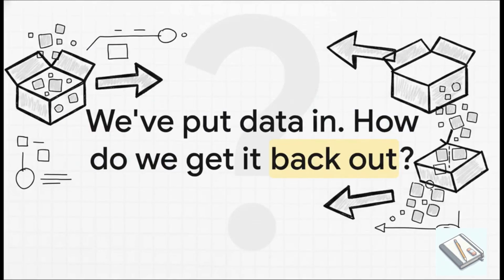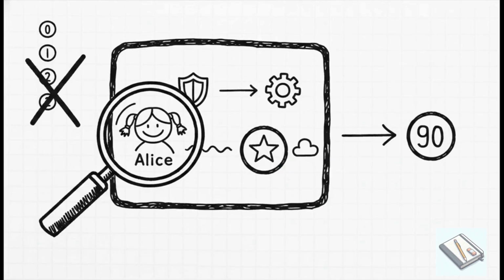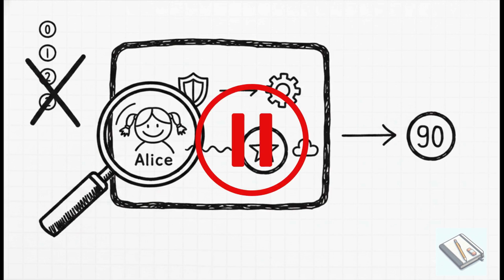So we've put data into our map. How do we get it back out? It's just as easy. You use the get method and you give it the key. map.get("Alice") immediately gives us back her score, 90. And notice, we're not using a number like an index, we're using the key itself. This makes the code way more intuitive to read. Actually, this is a great time to pause. Why don't you try creating a quick map of your own and retrieving a value?